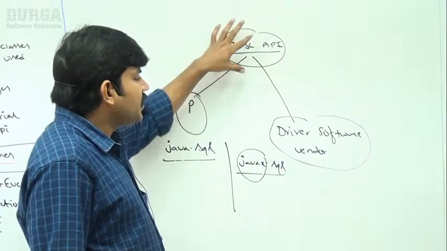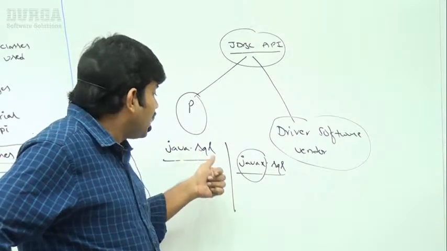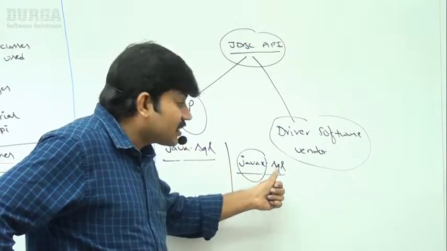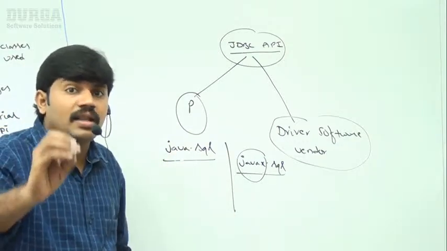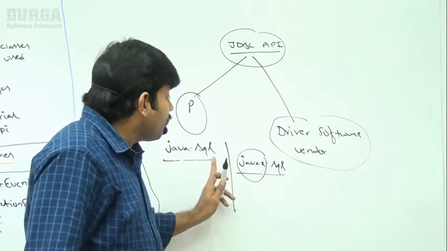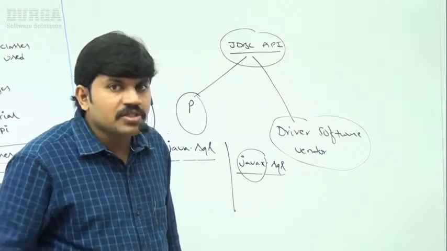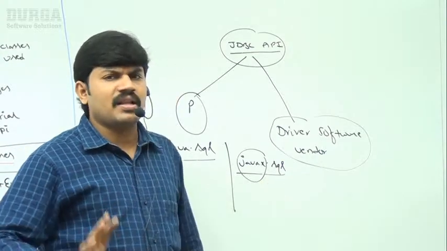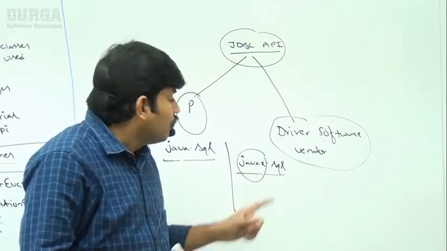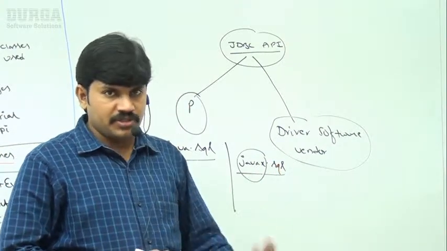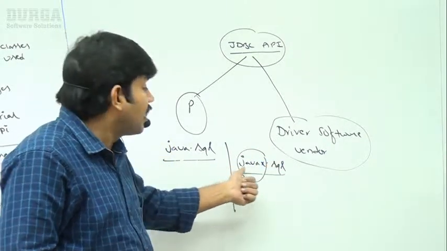So the JDBC API defines how many packages? Two packages. What is the first one? java.sql and javax.sql. The java.sql package contains basic classes and interfaces which can be used for database communication. The javax.sql package defines several more advanced classes and interfaces which can be used for database communication. Clear, right? Okay. This is basic JDBC, and that is advanced JDBC, like you can consider.